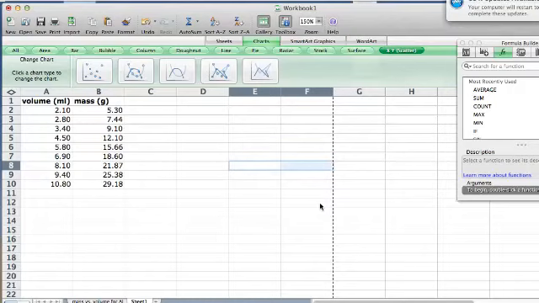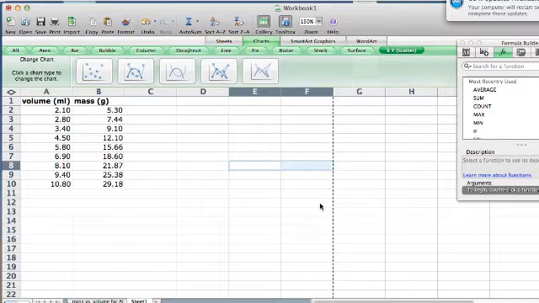In this tutorial, we'll be using some data that we obtained in the lab by measuring the volume and mass of various amounts of aluminum pellets to determine if density is indeed an intensive property.